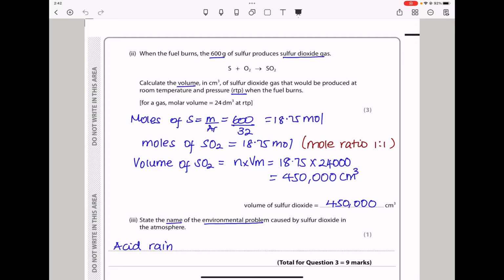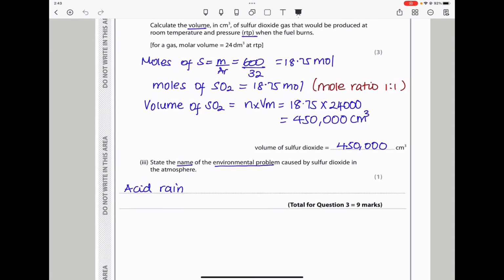However, here they say they want the answer in centimeters cubed. So I converted the molar gas volume from decimeters cubed to centimeters cubed, and it's going to be 24000. So multiplying these two, I get that. So my answer is 450,000 centimeters cubed.